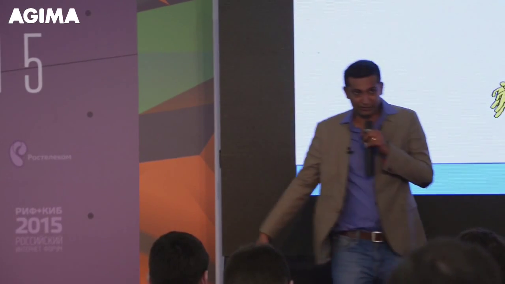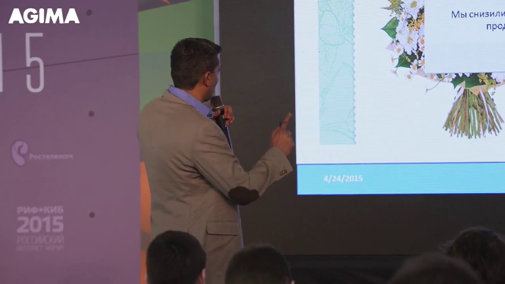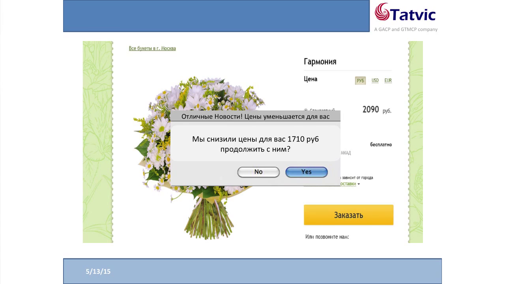say, okay, I want to buy, or click on add to cart, this is what happens. Sorry, I used Google Translate to make it Russian, but what it says is: great news, the prices are reduced to 1710. So essentially, people who saw 2090 as the price, we put them back. We told them the prices are reduced, and everybody eventually transacts at 1710. All the customers would transact at 1710.